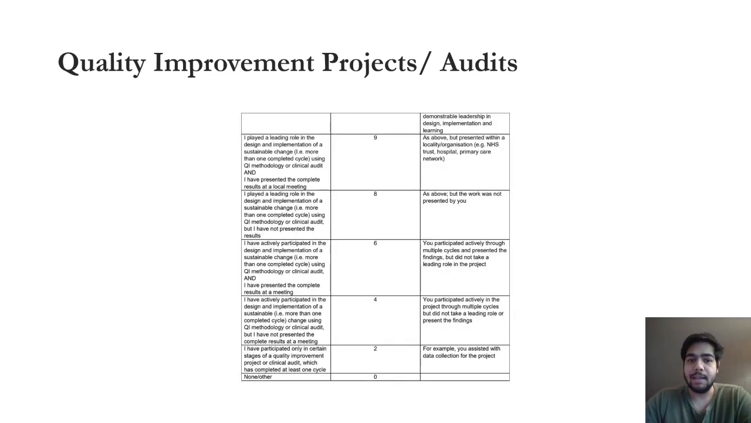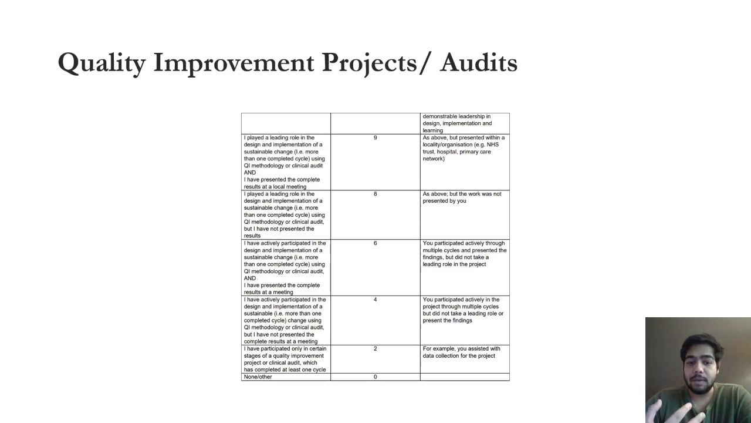In the next category, if you have played a leading role in completing more than one cycle of the audit and you have presented it at a local meeting, then you get a score of 9. And if you have played a leading role in the audit and you have not presented the results, then you get a score of 8. Now, if you have not played the leading role but you have actively participated in the complete audit and you have presented this at the meeting, and this can be any meeting, you get a score of 6.